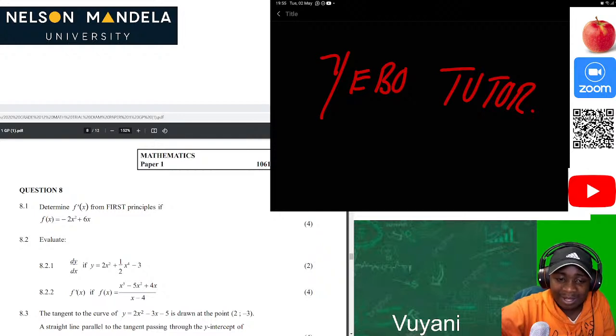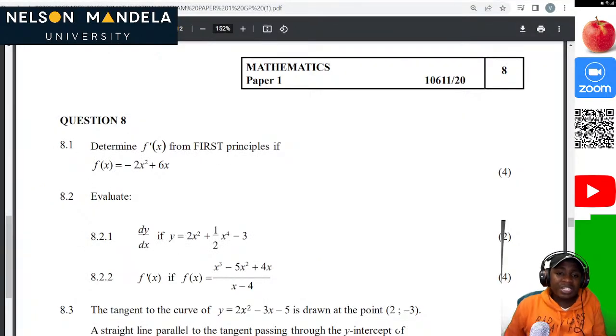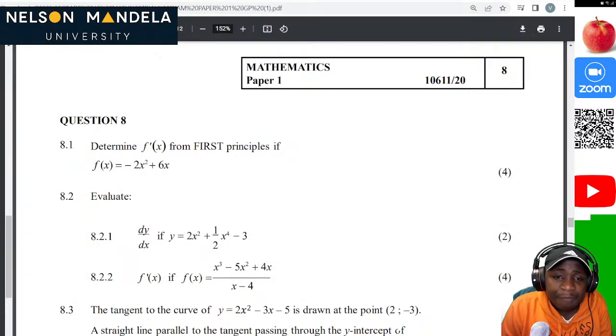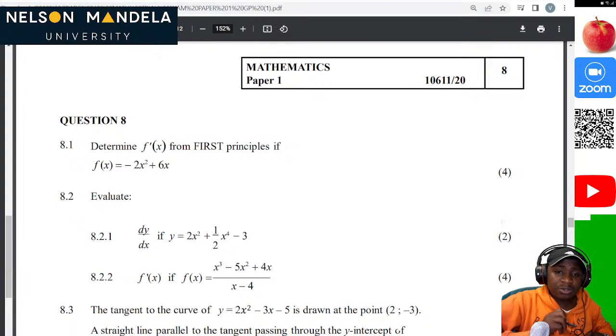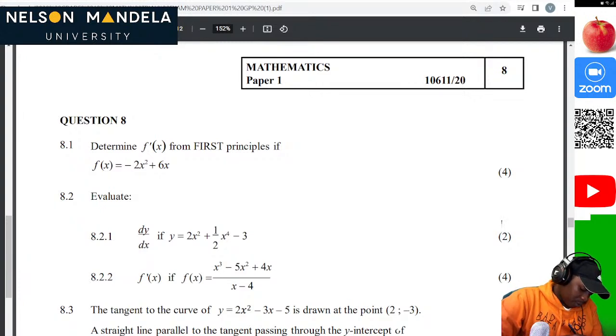Let's get down to the business of the day. So we are doing calculus today, as you can see on the screen. Let's maximize our screen so that everyone can see. Here we go. So question number 8. Determine f prime of x from the first principles if f of x is equal to 2x squared plus 6x. So we are now starting from question number 8.